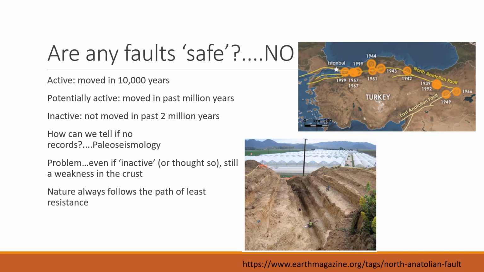We can also look for more recent ones, human writings. So for example, Japan has amazing records. They record almost every earthquake in their journals. So we can actually look at past events that way, if it's in human recorded history. The problem is that even if a fault can be proved to be, quote, inactive, so it hasn't moved in the past 2 million years, it's still a fracture in the crust. It's still weakness. So there's the potential for movement on that fault because the Earth is always going to follow the path of least resistance. It's much easier to re-break something that's already been broken once than to break new ground.